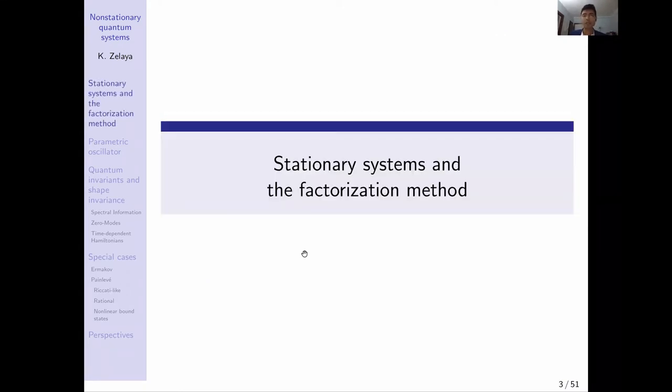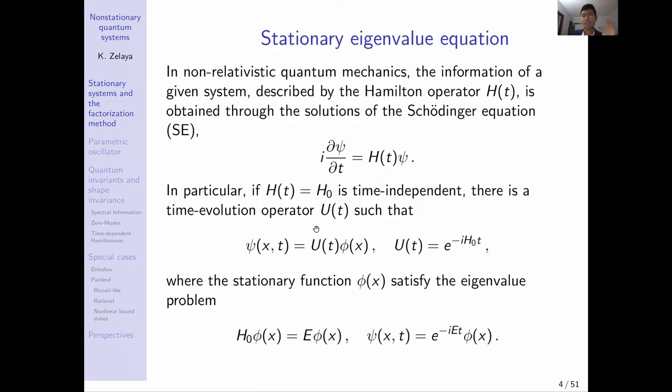So first, the stationary system and the factorization method. Throughout this talk, I will make a distinction between the Schrödinger equation, the eigenvalue equation, and the non-stationary eigenvalue equation. By Schrödinger equation I mean the customary definition, this equation right here, which is basically the evolution governed by the Hamiltonian operator.